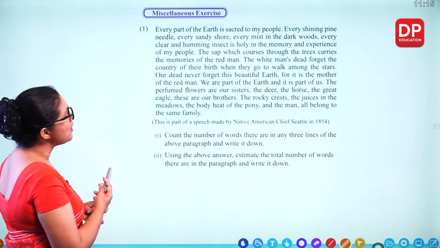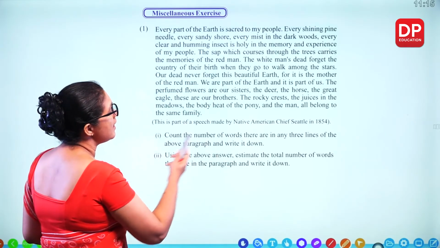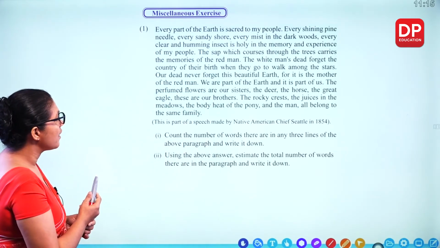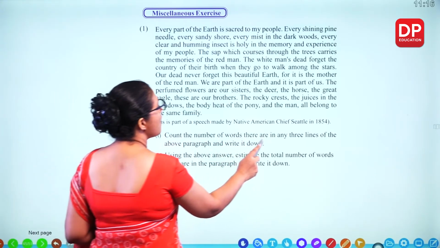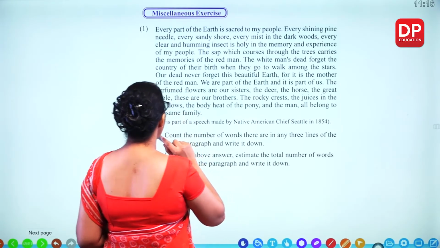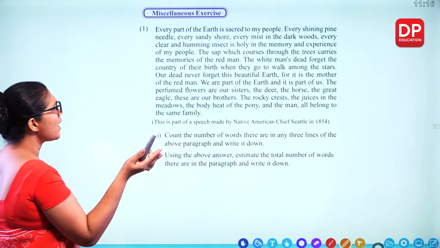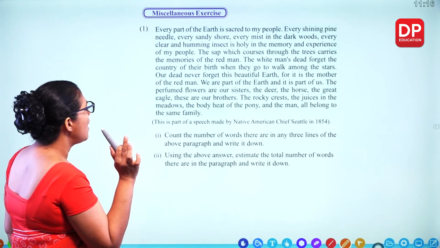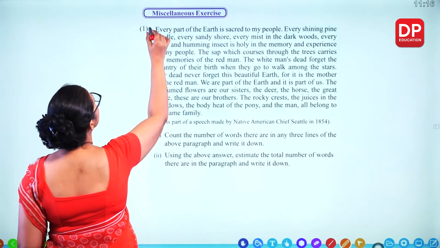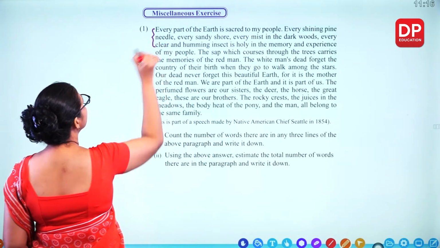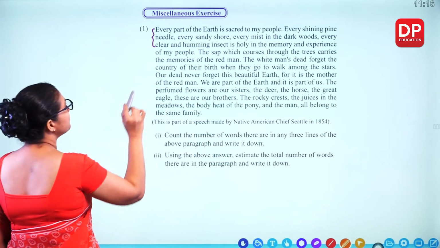So this part of speech made by Native American chief Seattle in 1854. So count the number of words there are in any 3 lines of the above paragraph and write it down. So you can take any 3 lines. So we'll take first 3 and count number of words.